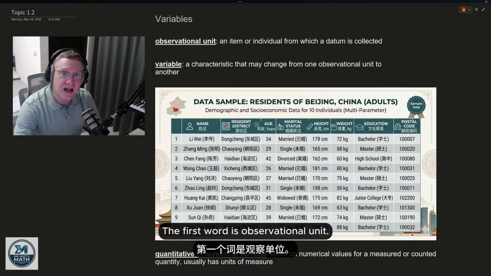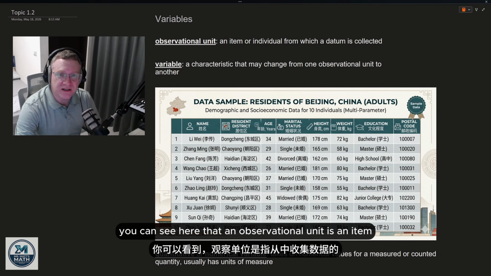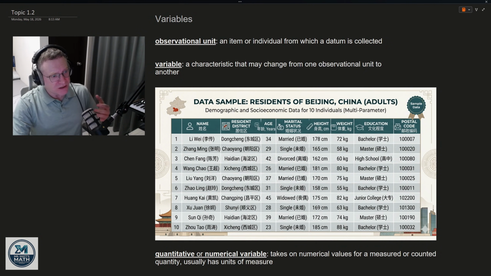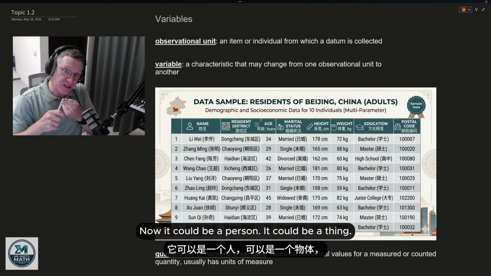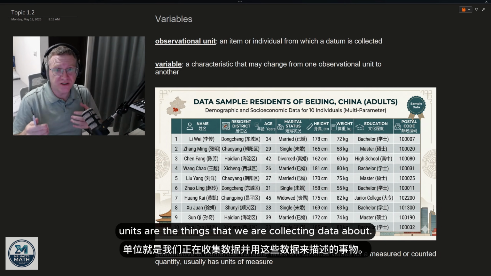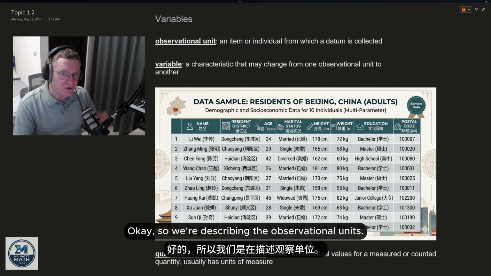The first word is observational unit. So you can see here that an observational unit is an item or an individual from which a datum is collected. Now, it could be a person, it could be a thing, it could be a place, it could be anything. Observational units are the things that we are collecting data about and we are describing with that data. Okay, so we're describing the observational units.